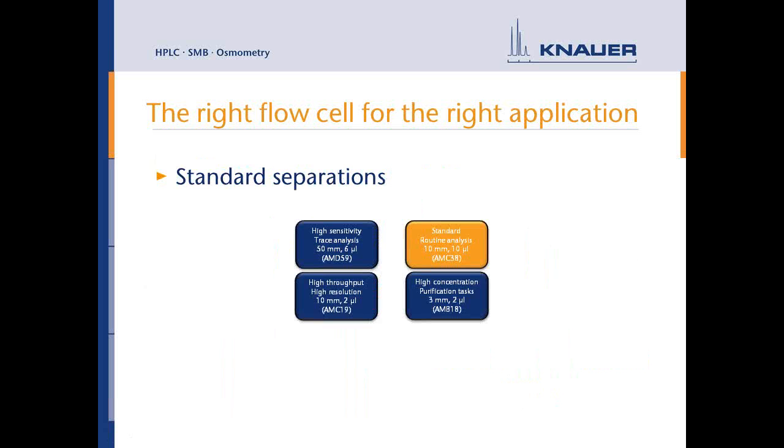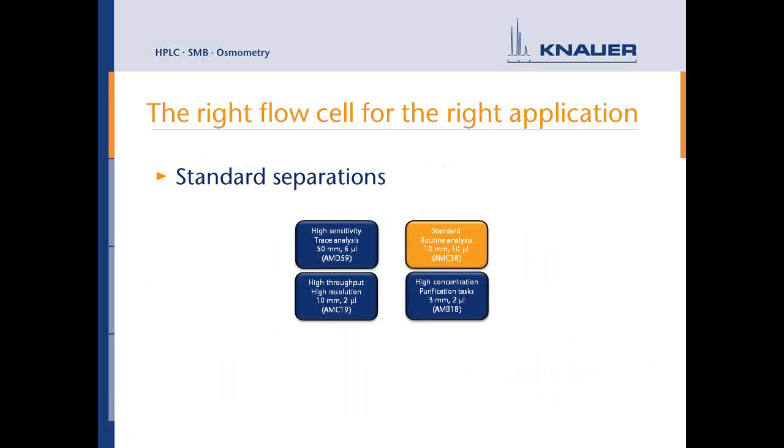So the difference here lies in the technology. There is no light guide technology used, and of course also in the cell volume that you can see here. So you have again a 10 millimeter flow path, but at the same time you also have a cell volume of 10 microliter and not 2 microliter, so 5 times as much volume as with a high resolution cell. So we would not recommend this cell if high resolution is really needed, or if you use, for example, something like core shell columns. They really need low dispersion volumes in the whole system.